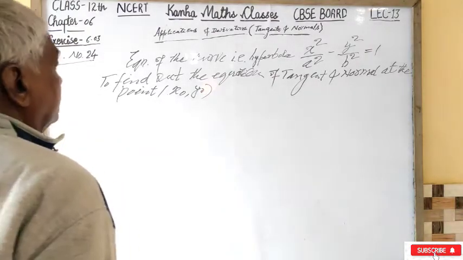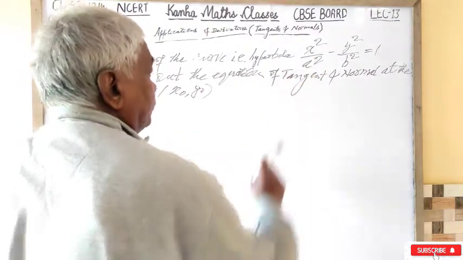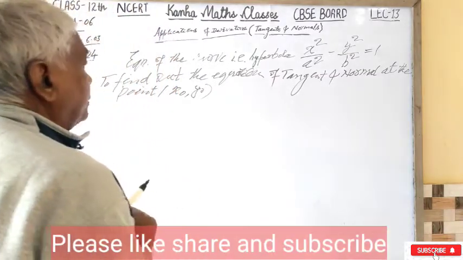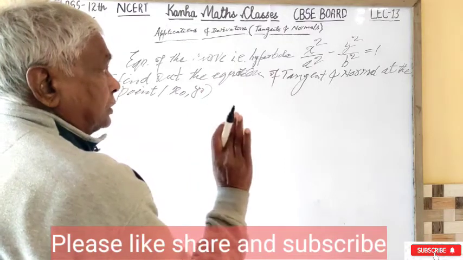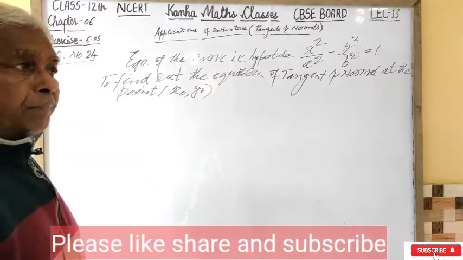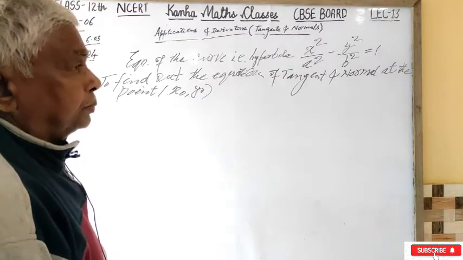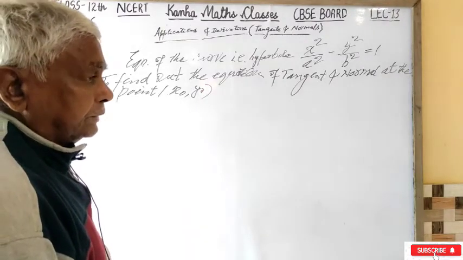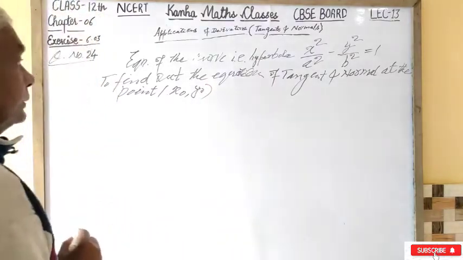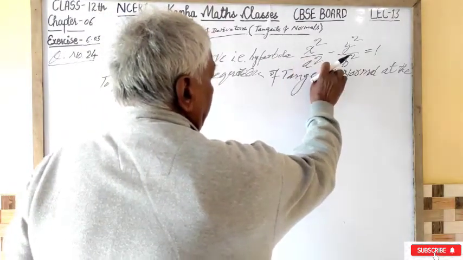You have been given the equation of a curve, that is a hyperbola, x square upon a square minus y square upon b square is equal to 1, and you have to find the equation of the tangent and normal both at the point x0, y0. In order to find the equation of tangent and normal, we must find the slope, that is dy by dx of the tangent and of the normal both. Hence, first of all, we will differentiate this equation of the curve with respect to x.